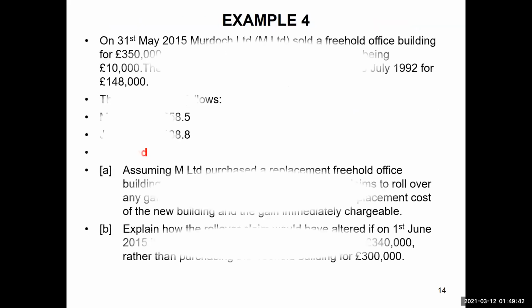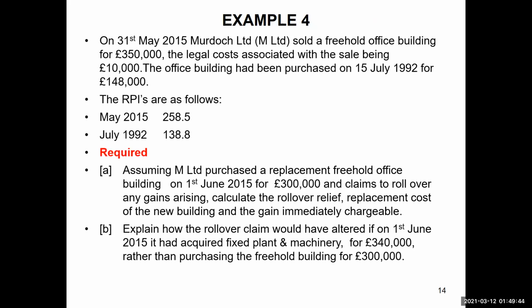Let's take an example, a typical one. M Limited sold a freehold office property, office buildings, for $350,000. Legal costs associated with the sale were $10,000, but they had purchased this office building in 1992 for $148,000. They sold it in 2015. The RPIs have been given for May 2015 when they sold it, and July 1992 when they bought it.